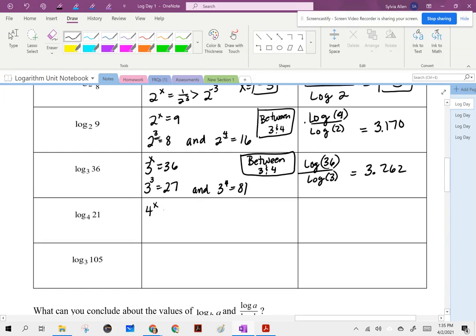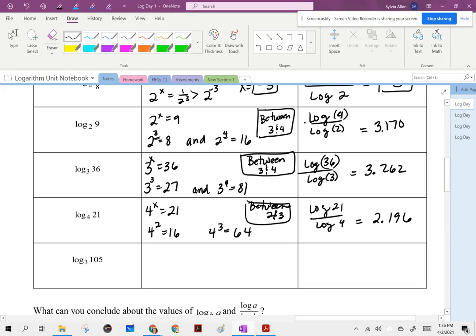So 4 to the power of x is equal to 21. Well, I know that 4 squared is 16, and 4 cubed is 64. So that means I'm going to be between 2 and 3. So now let's do the calculator. Log 21 divided by log 4, and that's going to be 2.196.